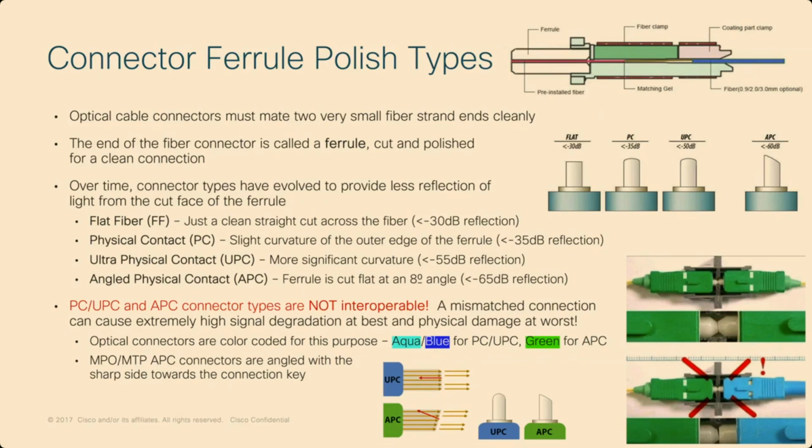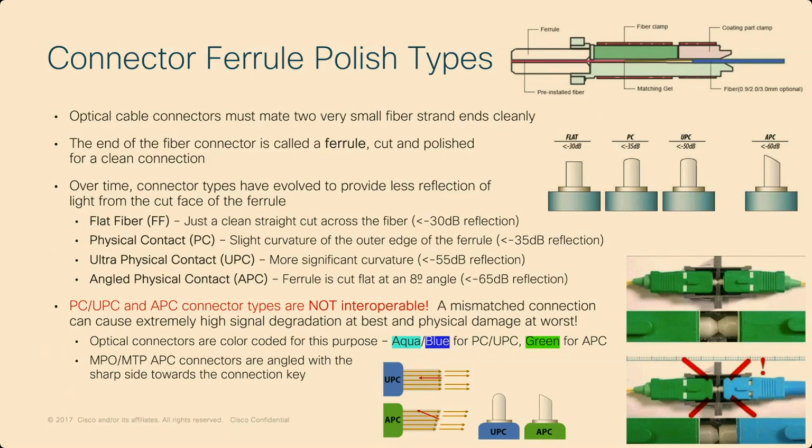How you can tell what type it has is we do a color coding. If you see an aqua or a blue connector with a ferrule sticking out of it, then typically that's going to be a PC or a UPC connector. Doesn't matter which one it is, it will interoperate. You can connect a UPC and a PC connector, no problem.